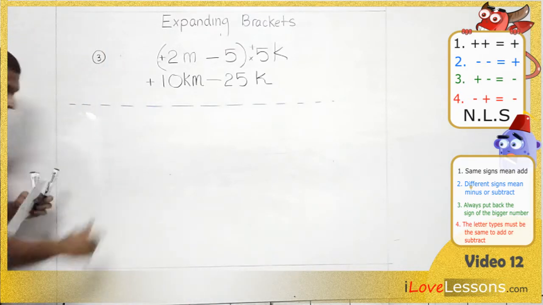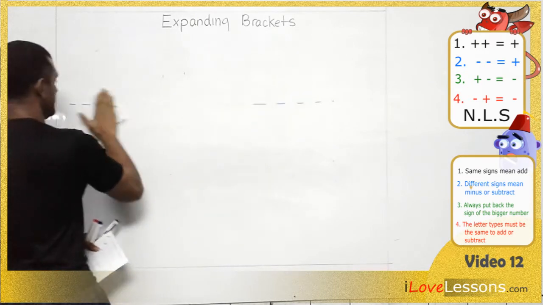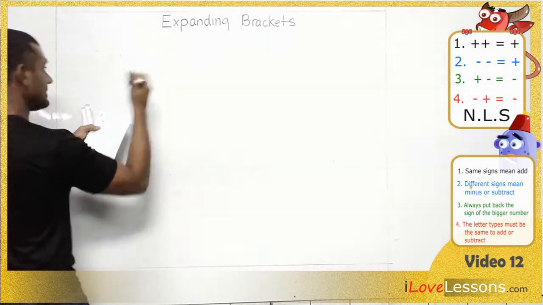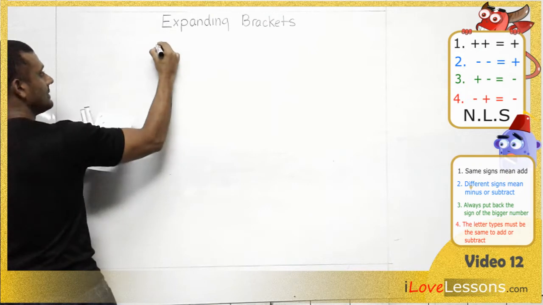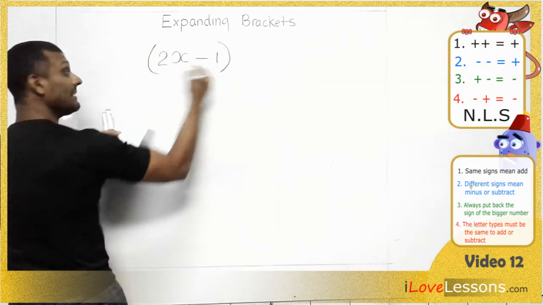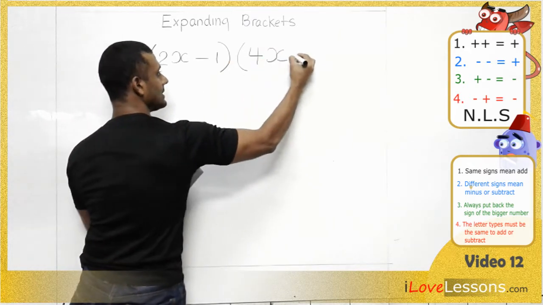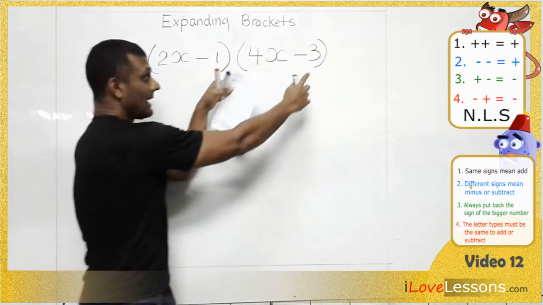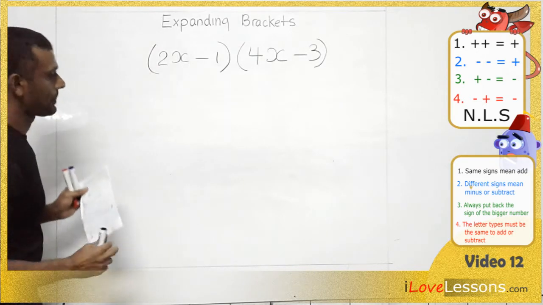So let's do something slightly more difficult than this. Here's one of the more popular situations I've come across. I'm just going to take 2x minus 1 in brackets, and then you have another pair of brackets. Now, so we don't have one pair of brackets, we have 2 pairs of brackets. Now here's how we're going to do this.